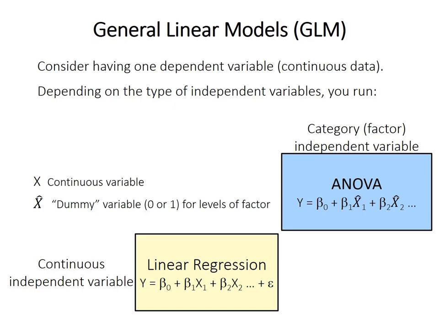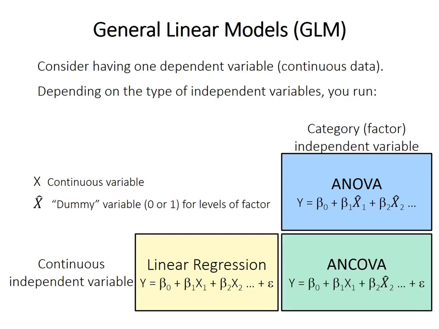So ANOVA is actually an example of a type of general linear model, and it's related to linear regression, except the factors, which I've given like x1 hat and x2 hat here, are treated as something called dummy variables, where they're just coded as 0 or 1 for the different levels of the factor, for the different categories that they belong to. So ANOVA is a type of general linear model when you have a mixture of continuous and categorical independent variables. You can think of it as an extension of ANOVA or an extension of linear regression, but in reality all three are just specific cases of the general linear model.